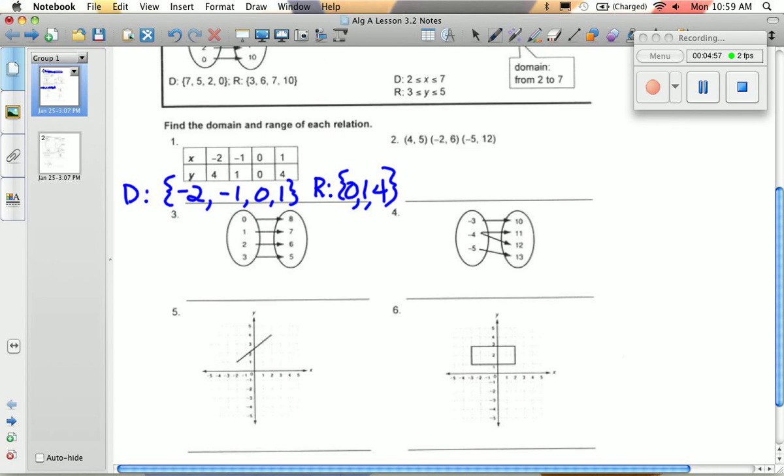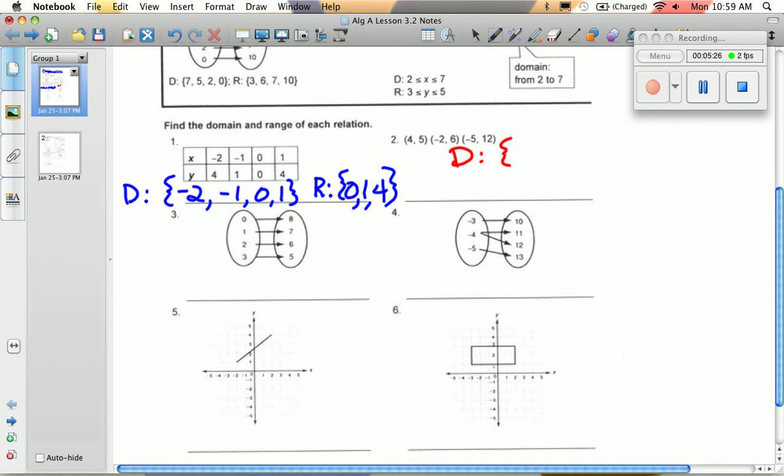Okay. How about number 2? So capital D stands for domain. Start with our fancy bracket. Anybody want to take a chance of telling us what they think the domain of that relation is? Trey? Would the domain be the first number in each? Okay, remember the domain is made up of the what?